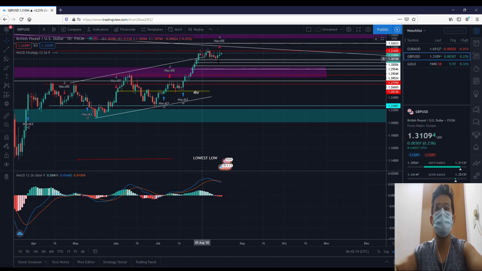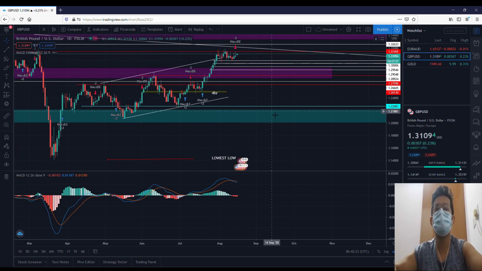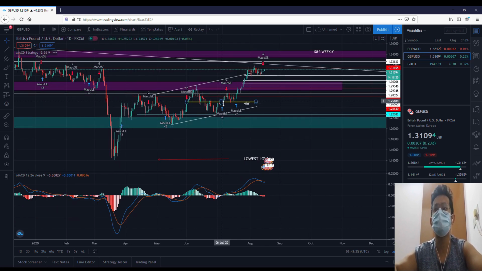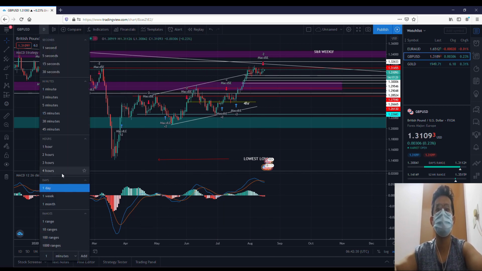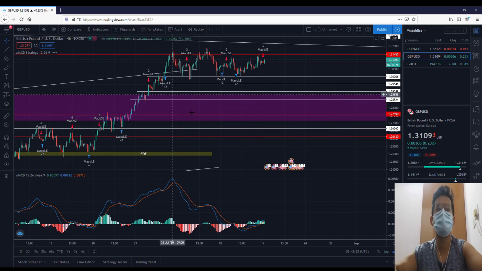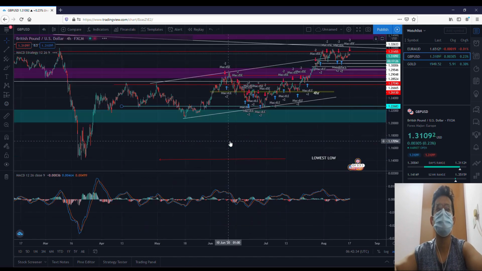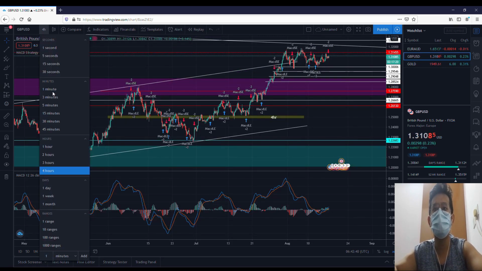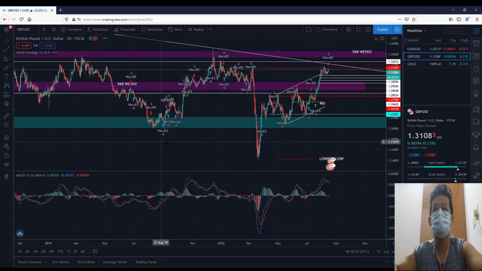So for me, for pound USD, wait, let me see, is it here? Did I draw the trend line? No, I don't think it's this one here.